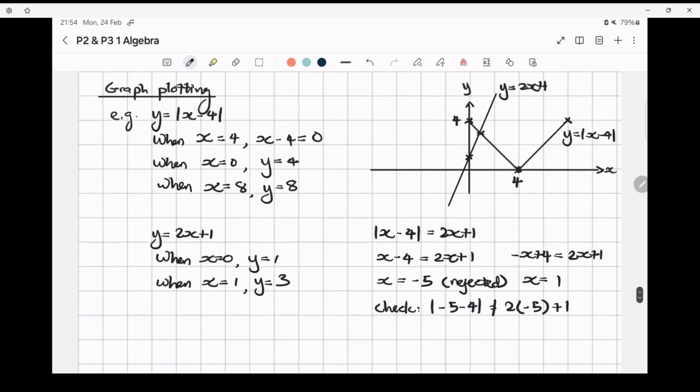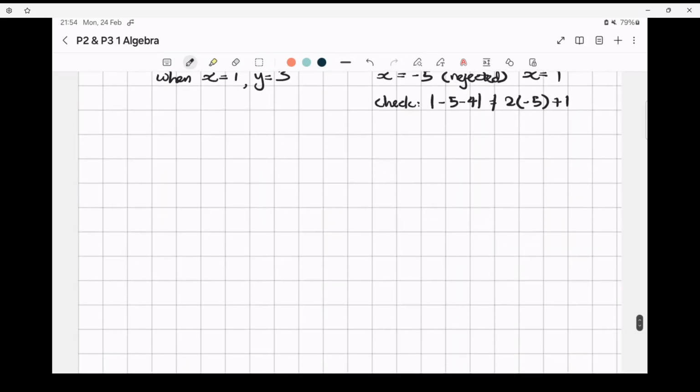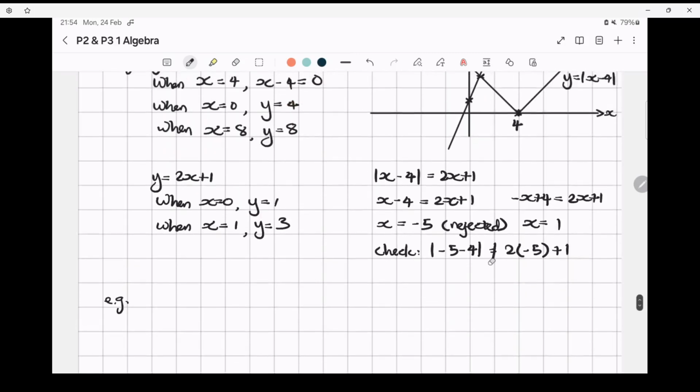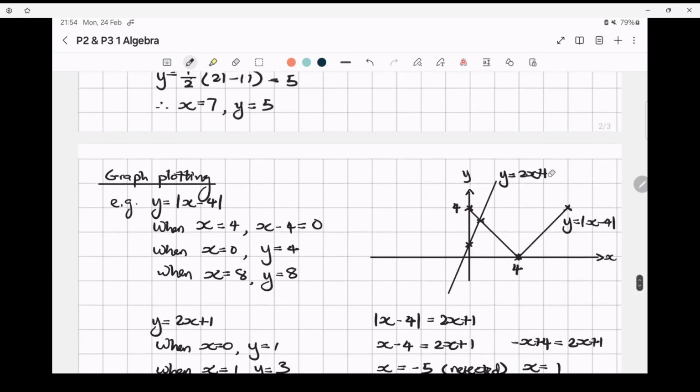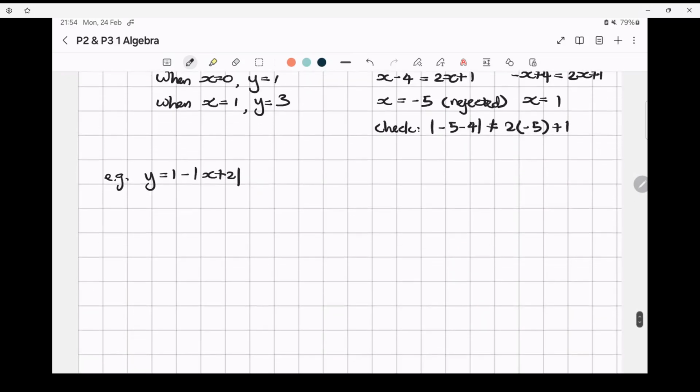So let's try to draw some more complicated modulus equation. Let me write down properly. So let's say you have y equals to 1 minus modulus x plus 2. So now you can sort of use function transformation to actually plot the graph.